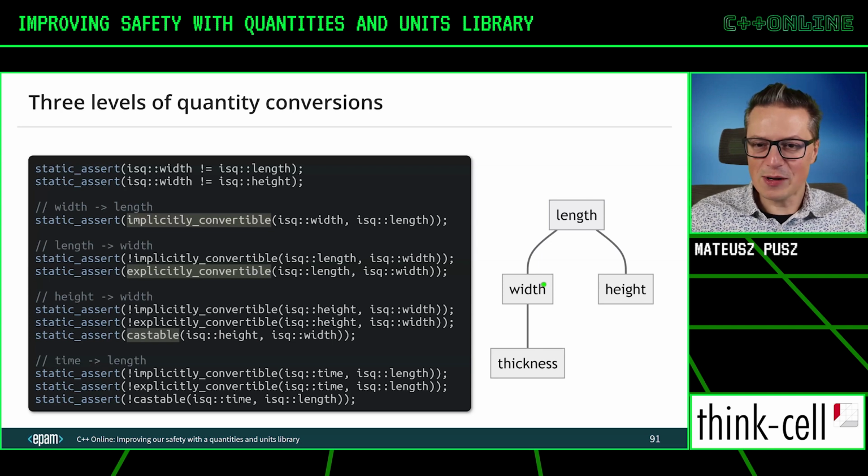But still, for some calculations, you may want to force such a conversion, and for this we have the cast level, to force a conversion from width to height. And of course, if you would like to convert from time to length, there is no way to do so, even with cast, right? Because those are totally different things that have nothing in common.